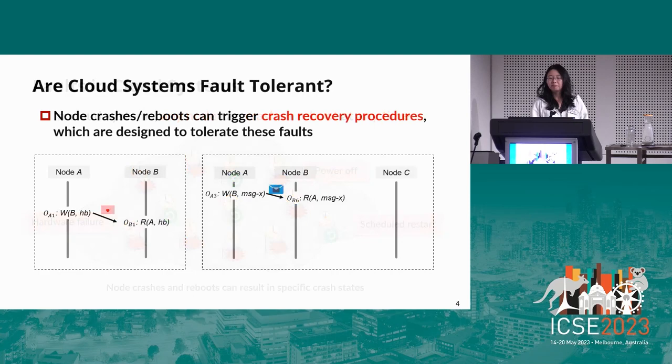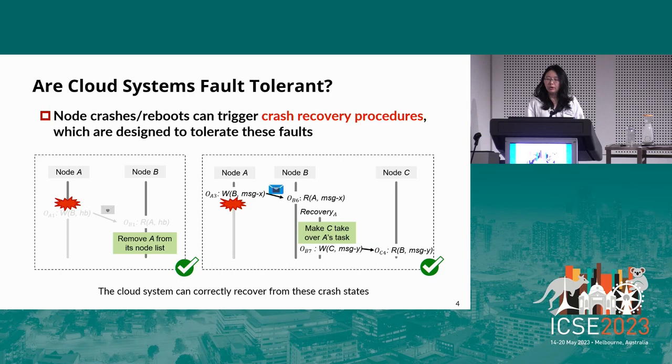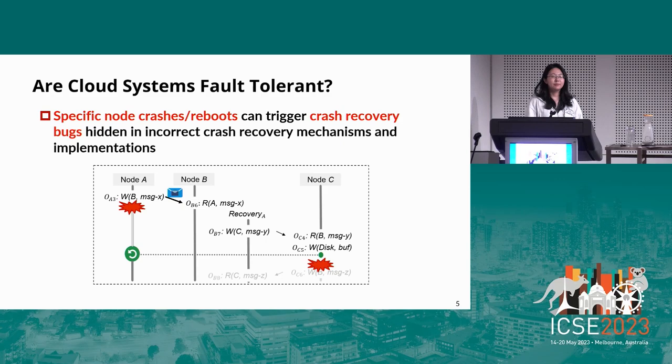When a node crashes or reboots, it will trigger the corresponding recovery procedures, which are responsible for handling the fault and recovering the cloud system to a normal state. As shown in the figure, when node A crashes before sending a heartbeat message to node B, B will remove A from its node list. When node A crashes after submitting a task, B will make another node C take over A's task. Both of these two crash scenarios can be tolerated by the cloud system. However, node crashes and reboots that occur under special timing can trigger crash recovery bugs.